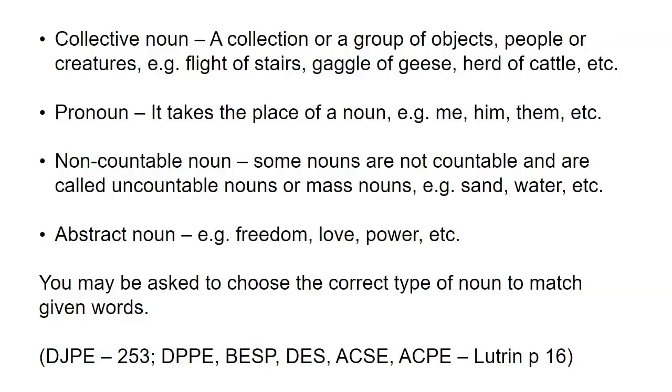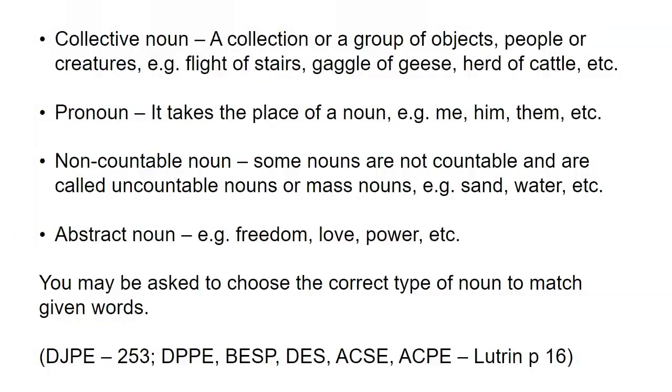Then we get to the non-countable noun. Some nouns are not countable and are called uncountable nouns or mass nouns. And those are the things that you really can't count, like sand or water. You can count the liters of water, but you can't count water. The stars in the sky, you can't count them. Sugar, coffee granules, you can't count them. So those are the non-countable nouns.